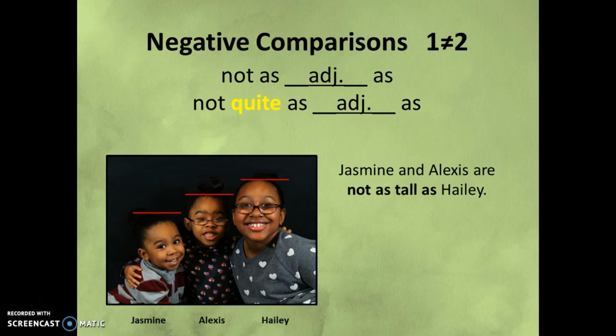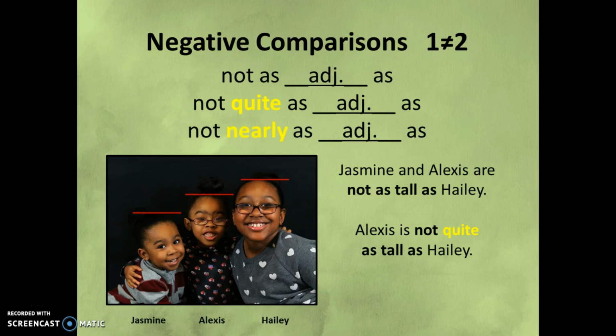Now I do have another option, not quite as. So I'm using that word quite. I could say Alexis is not quite as tall as Haley. I also have another option, not nearly as. So I could say Jasmine is not nearly as tall as Haley.